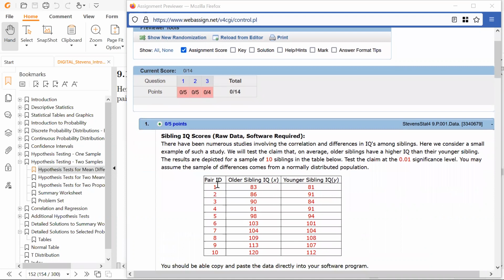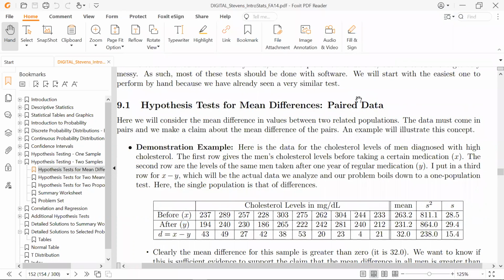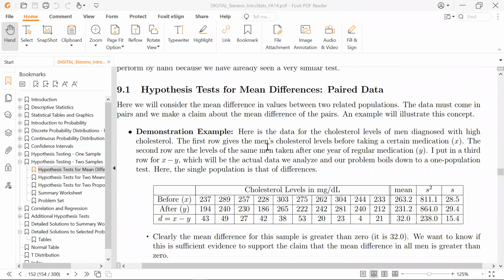See how these are related? These are related samples. It's an older sibling and a younger sibling. So these are dependent samples. If you look back in the textbook, in chapter 2 for mod 2, this is a pair of different, related populations. So we don't treat them as independent populations. It's matched pairs. So what we're going to do is find the differences.